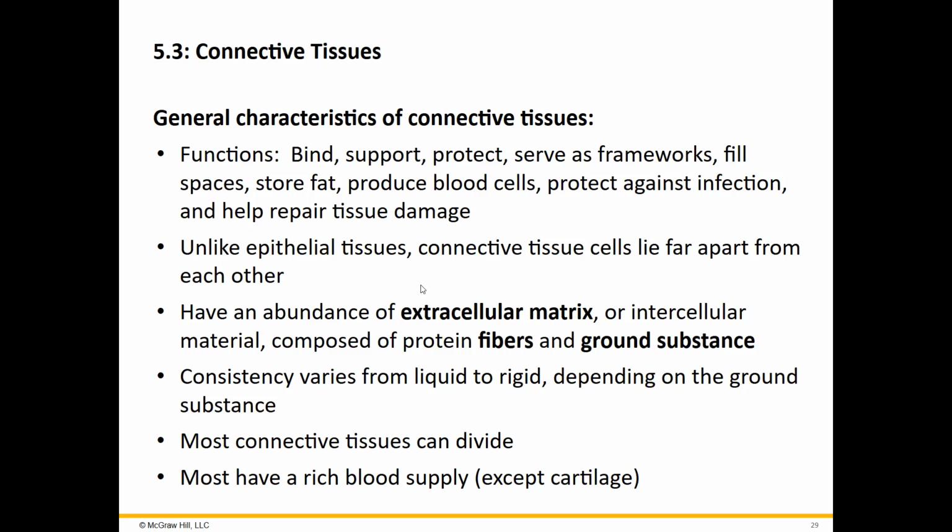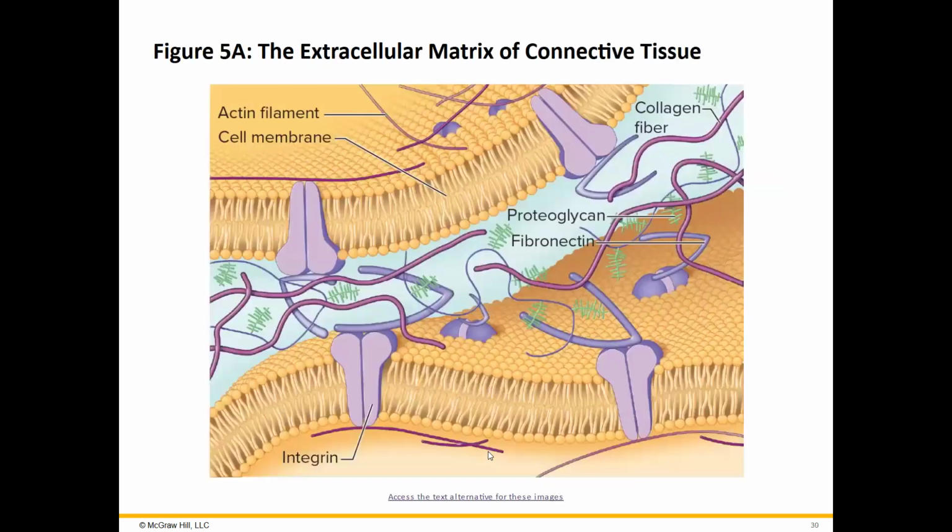So in between organs, we have the connective tissue, the extracellular matrix. In it, we have fibers and fluid called ground substance. There are different consistencies, and that tells us what kind of connective tissue you have. Connective tissue can divide, and it may have a blood supply. Epithelial tissue always has a lot of blood. This might have a decent blood supply, but not always.